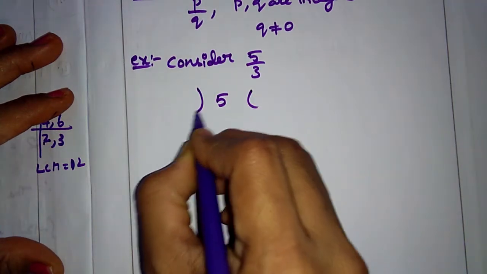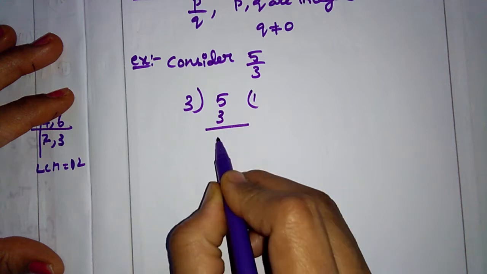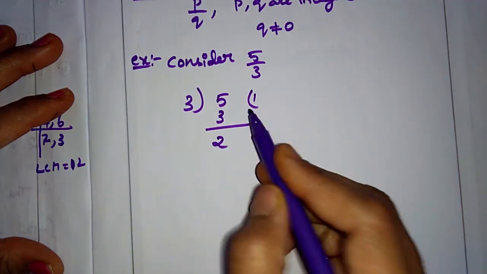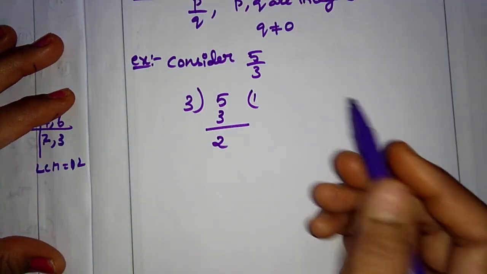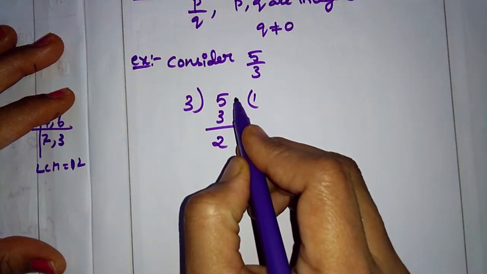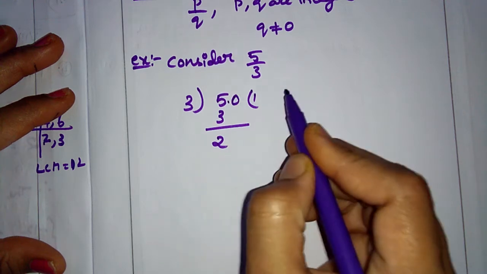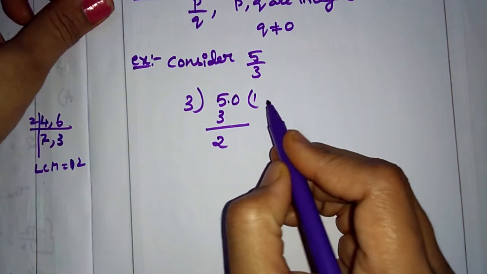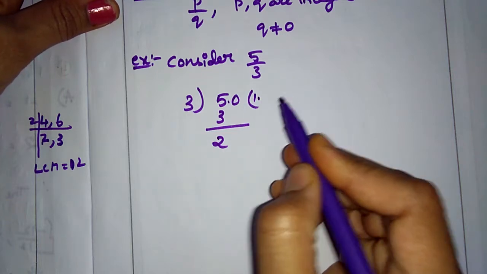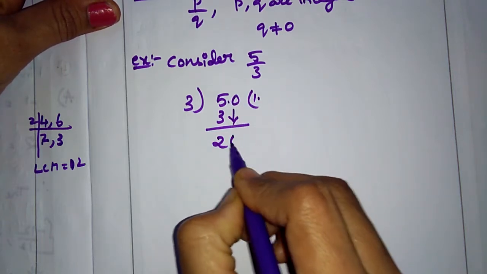Yes, 5 divided by 3. 3 ones are 3, remainder 2. So you have to convert into decimal form. Here what we will do, children? Tell me how to do this. Here we take 0, put a point. Then we will get 0. Bring this 0 down now.